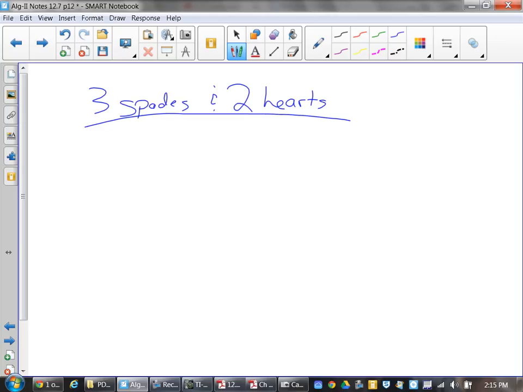How many cards are in a deck of cards? 52. And how many cards are we dealing out? 5. So it would be 52 choose 5. That's your total possible. It's like 2.6 million-ish. A lot. Okay. So when you're looking at something like this, you've got spades, then hearts.